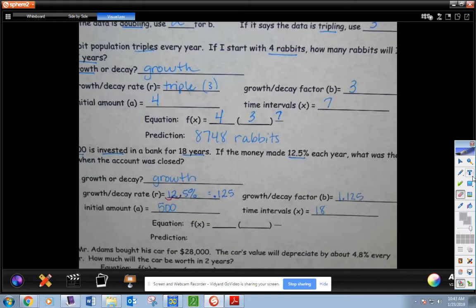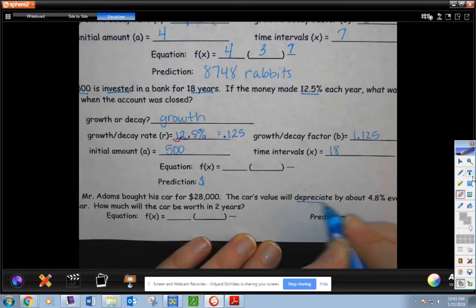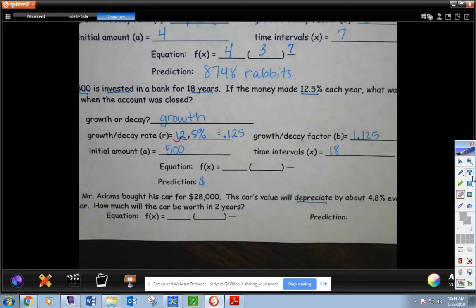Okay, now what I'm going to have y'all do is plug in the formula and get your answer yourself. Okay, your prediction, it's talking about money, so don't forget your label. I'm also going to have you try number 3 on your own, but I want you to pull out this word depreciate and think about what depreciate means. That's my hint to you. So you're trying those 2 on your own.